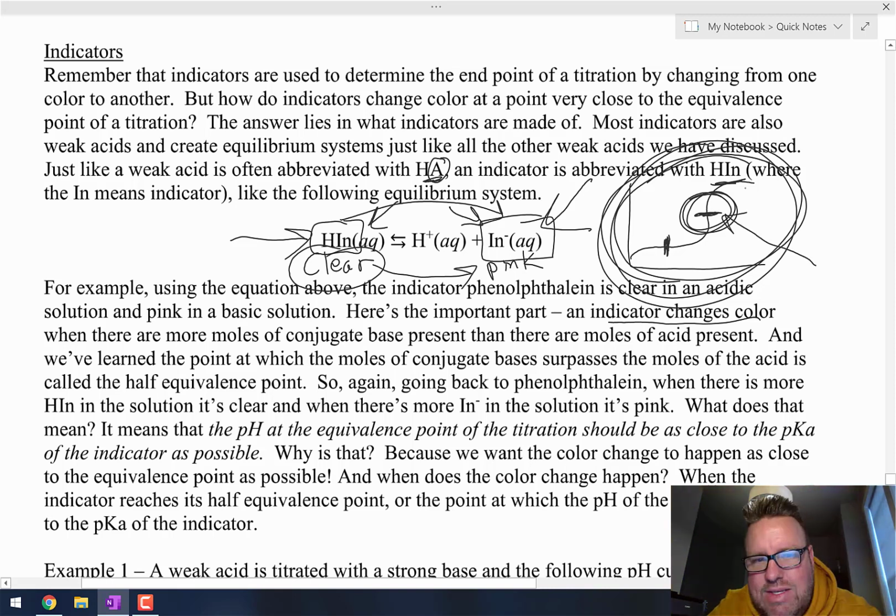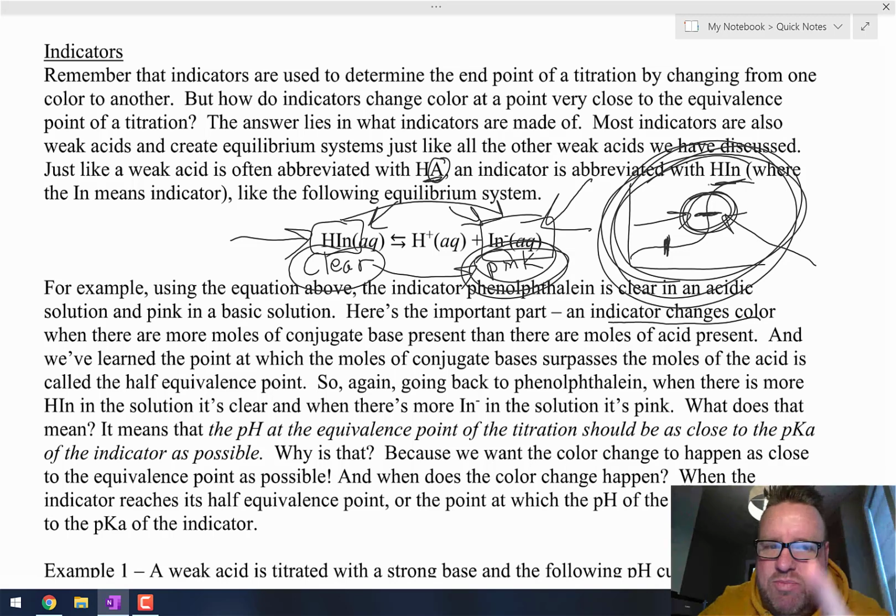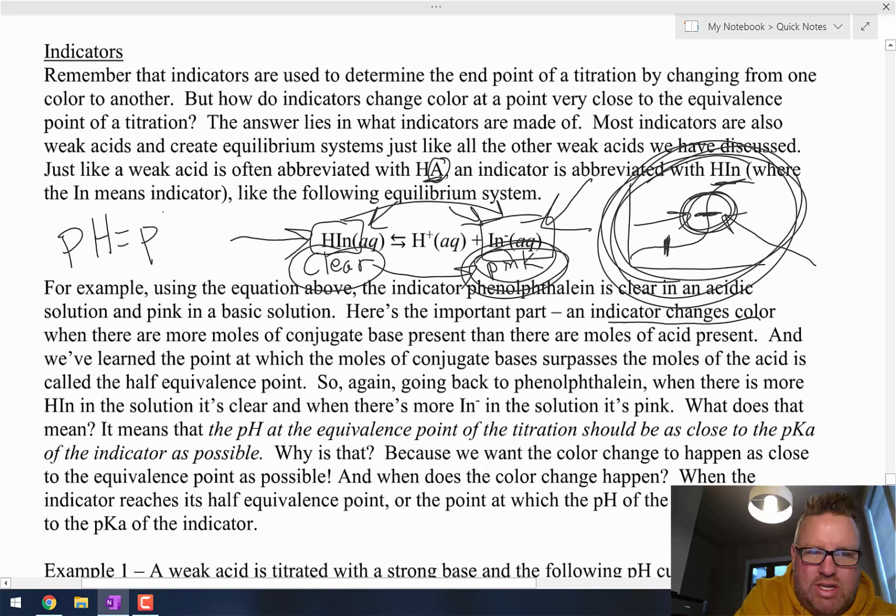But in terms of the indicator, at what point in the indicator's titration are we? And this is where it can be a little bit confusing, but hopefully I'll clear it up here. We want the indicator to turn pink when the actual titration is at its equivalence point. But at what point in its own titration is the indicator? It is at its half equivalence point. And we know that at the half equivalence point, the pH is equal to the pKa.